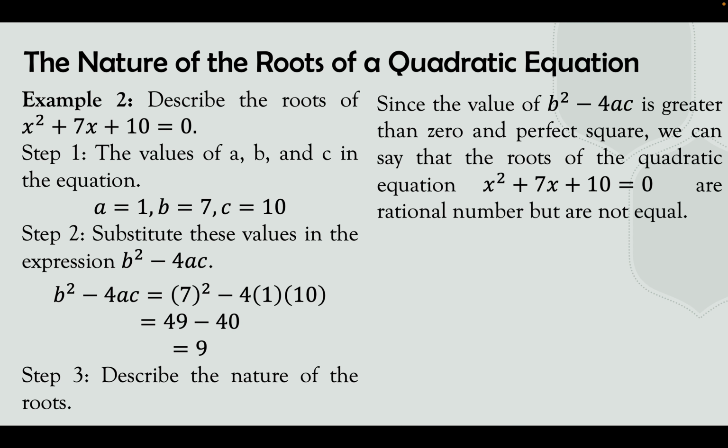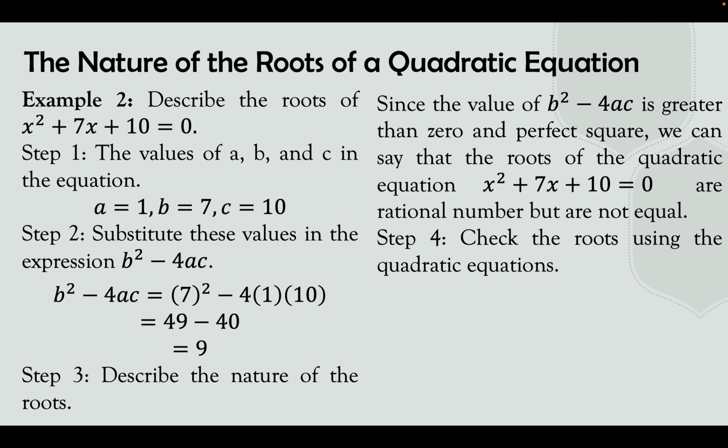Let's describe the nature of the roots. Since the value of b squared minus 4ac is greater than 0 and it is a perfect square, since 9 is a perfect square, we can say that the roots of the equation are rational numbers but are not equal. So let's check if the roots are rational numbers and are not equal. So let's use the quadratic formula.